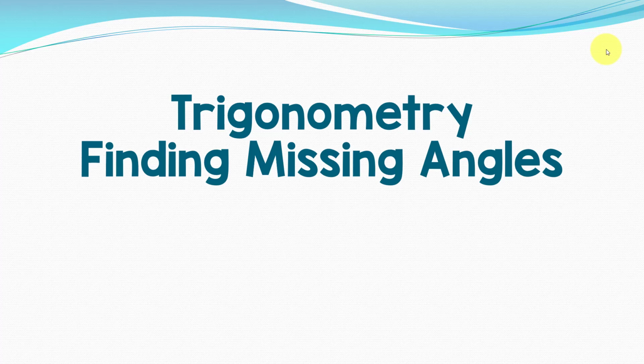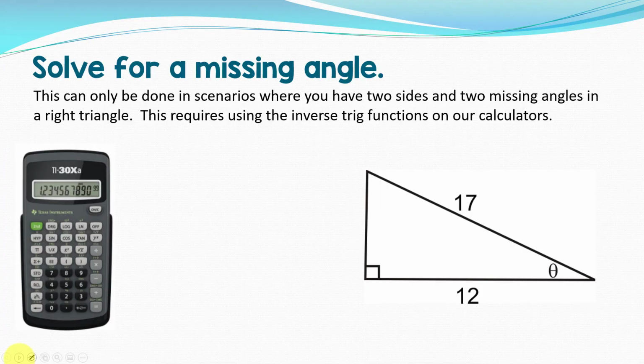All right, now we're going to talk about using trig to find missing angles. In our last video we learned how to find a missing side. Now if we've got two sides, then we can find a missing angle. If you have two angles in a right triangle, you don't need to use trig, right? You need to use triangle sum. So you're looking for missing angles in a right triangle, but you need to have two sides. We're also going to show you how to use the inverse trig function. So let's take a look.